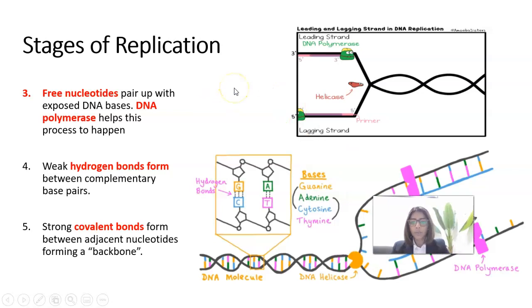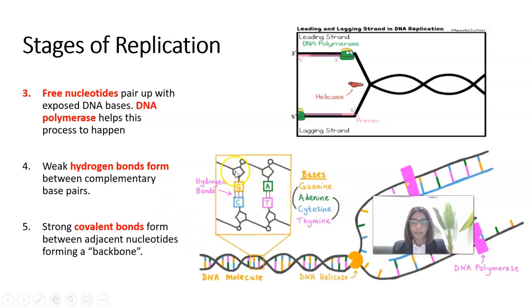Okay, so once we have got our primers in place and DNA polymerase is there, free nucleotides will start to pair up with the exposed DNA bases. So this black line here, we can't see it because it's just a cartoon, but you'll have DNA bases that are free, and you will have free nucleotides that will attach in a complementary way. Now, the enzyme DNA polymerase helps the nucleotides to bond together.